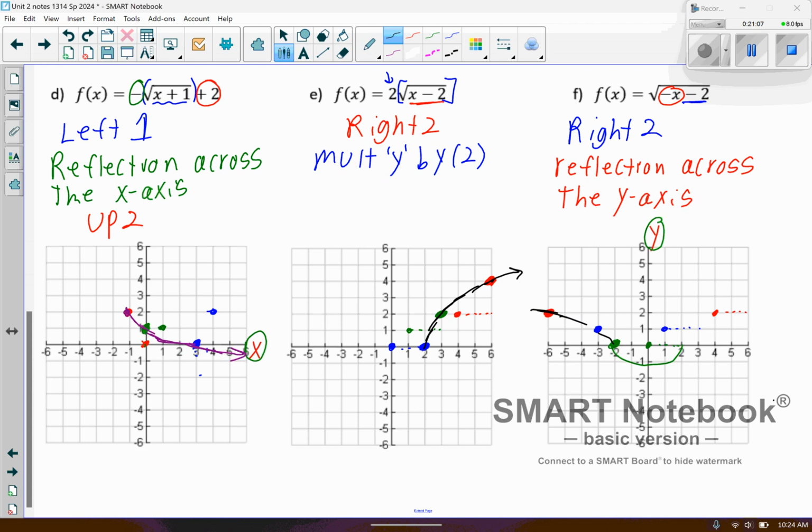There we go. Okay, that's square roots for us. We have 3 more functions we're going to look at, but I'm going to go ahead and stop this and make this part 1, and we'll pick up on part 2.